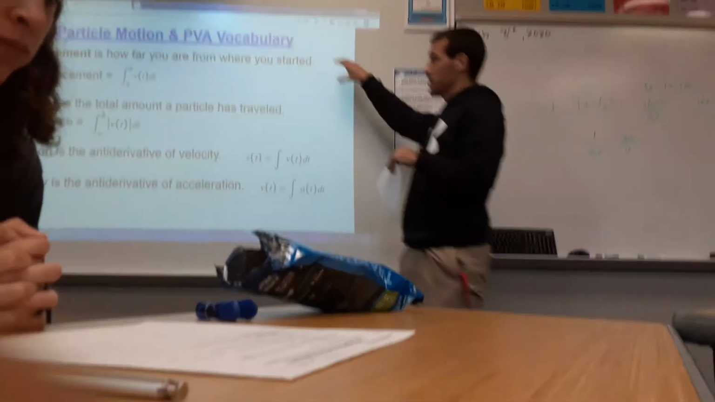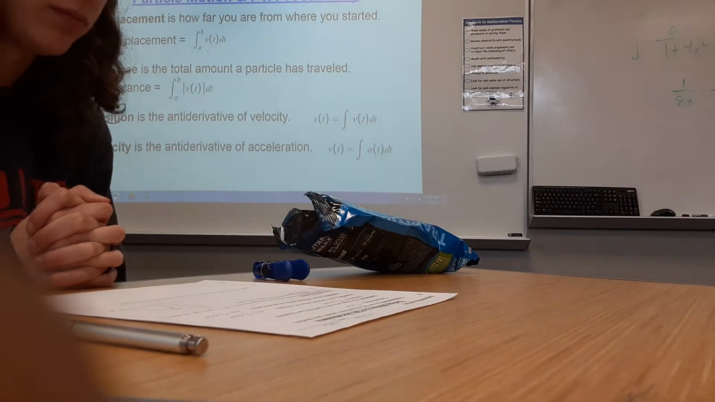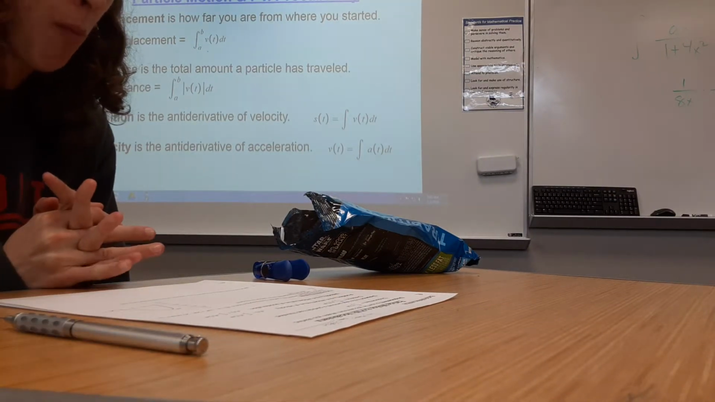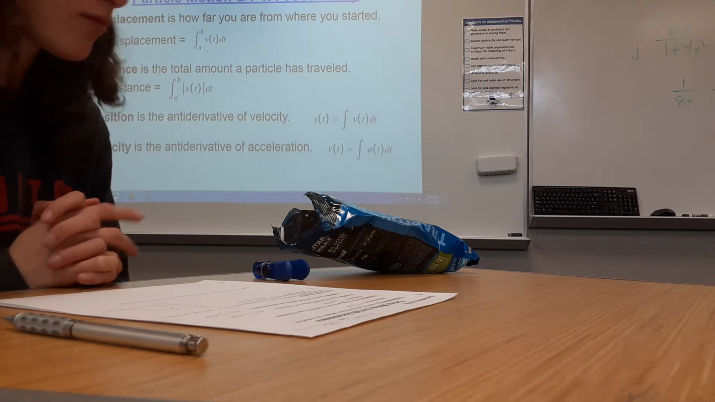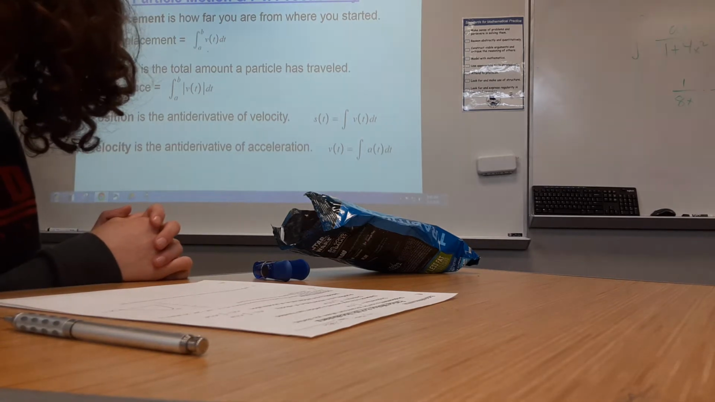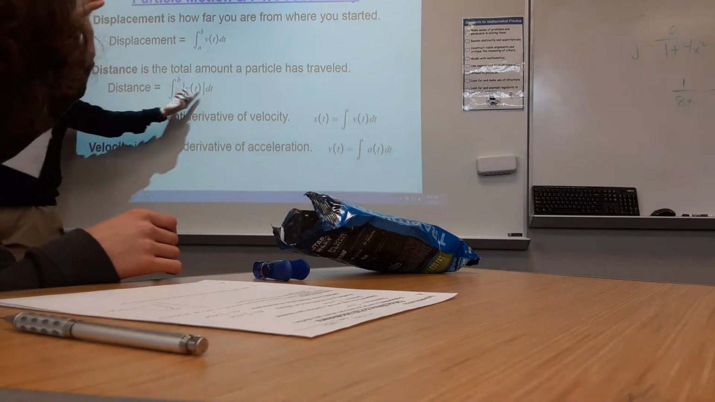So displacement. Remember, displacement is how far you are from where you started. Whether I walk forward or backward, how far you travel from your starting point, that's what displacement is. But distance is where you calculate how much I actually walk forward and how much I walk back, and then put that together. And so that's the absolute value.